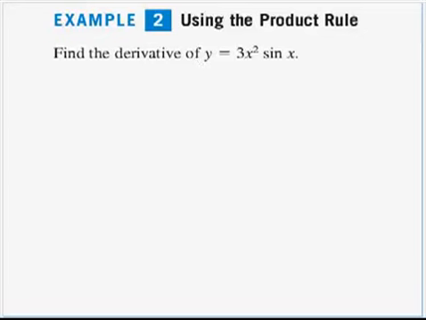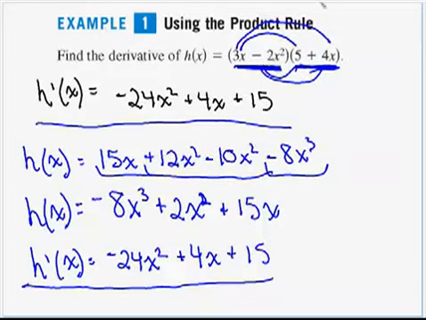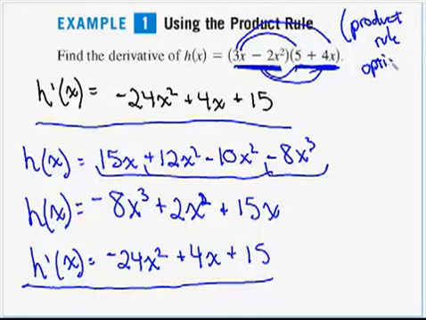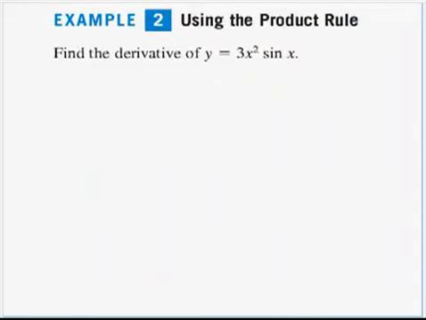Example 2. Here, the product rule, we could write it right here in the notes. Example 1, you could write product rule optional. We didn't have to use the product rule, but we could. Here, product rule is necessary. We must use product rule. No way around it.